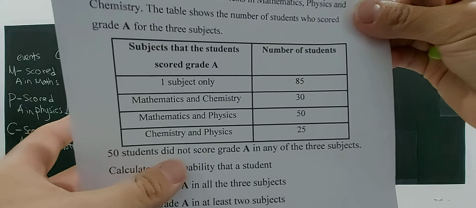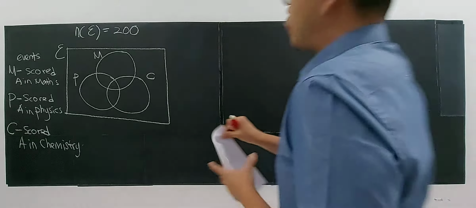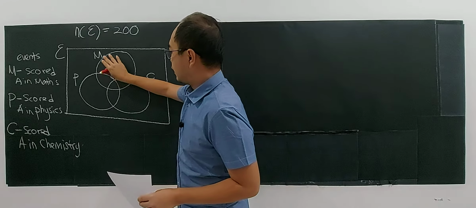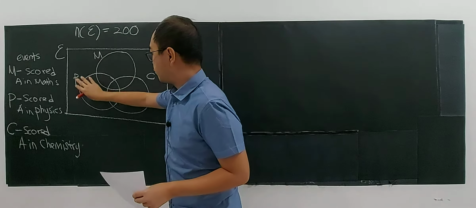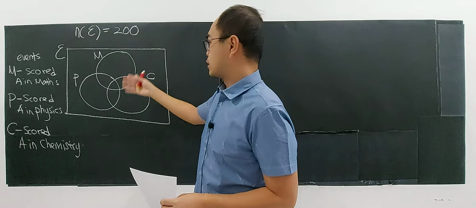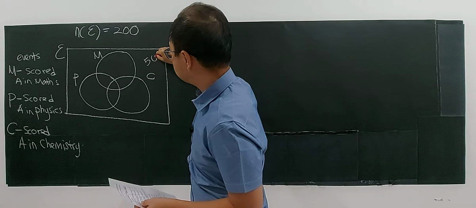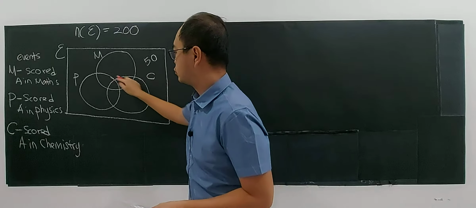So 50 students did not score grade A in any of the 3 subjects. If you put a student inside M, P, or C, these 3 sets, it means the student scored grade A. So not in any of the 3 subjects means outside these 3 events.